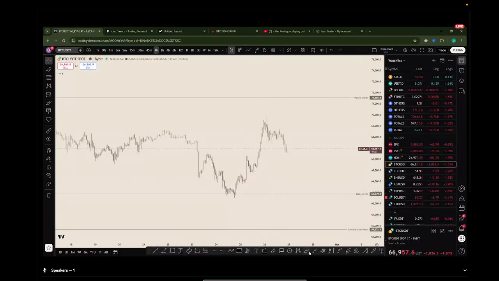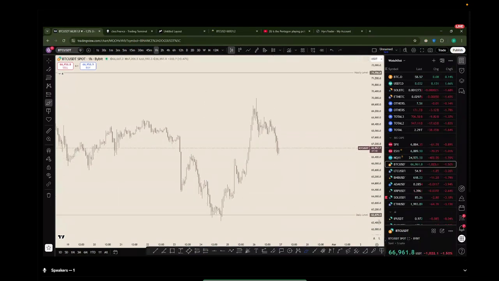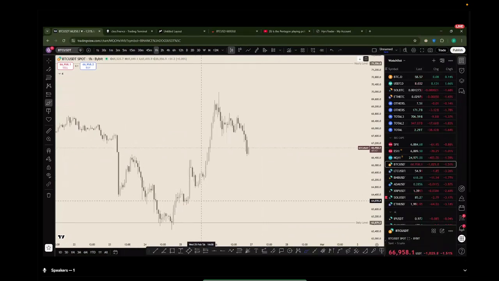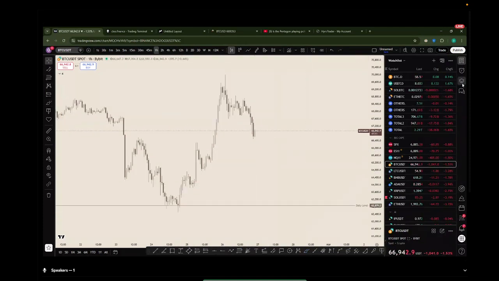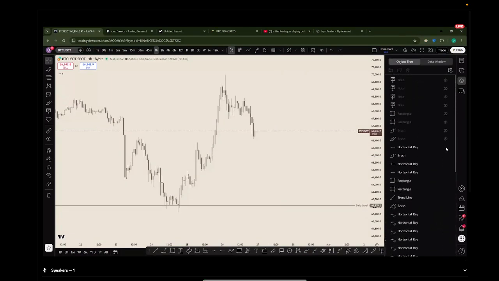So on the 1 hour, of course, the local structure here looks way better because we have a proper structure shift here. We also have a change of character here. So the 1 hour looks relatively better, and I am looking for longs. If I get really cheap, ridiculously cheap prices, then I will look to long. And these are basically my levels. Let me just pull this up.